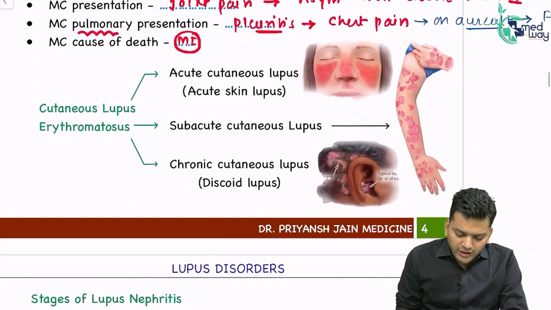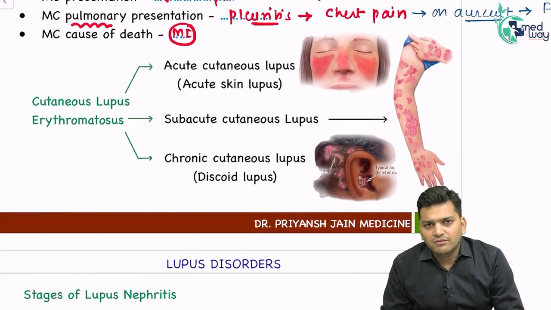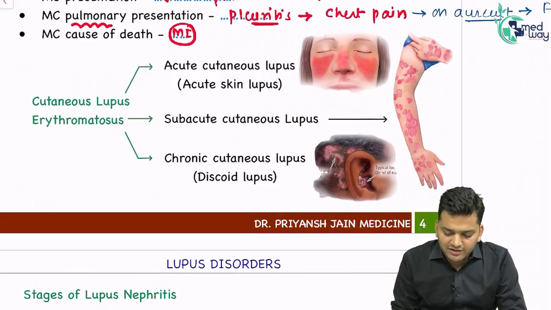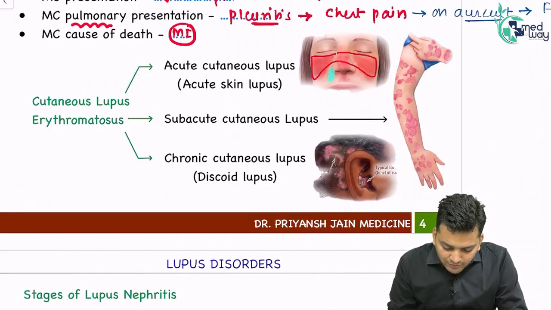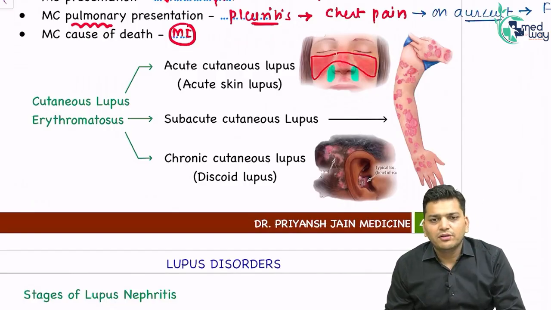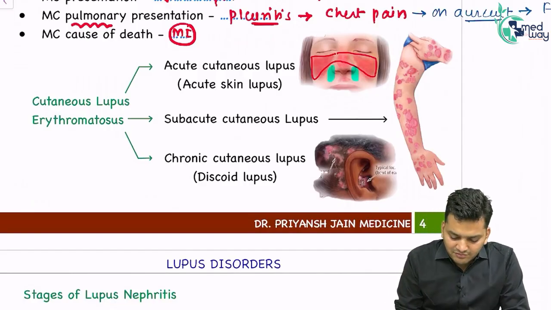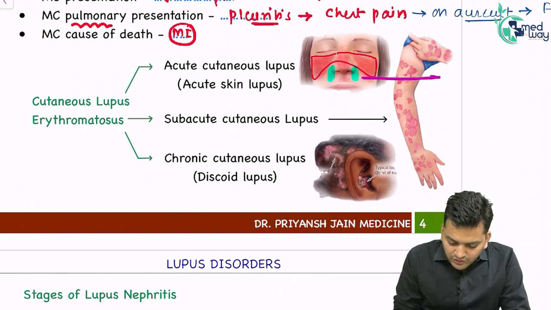When it comes to the cutaneous involvement, one of the common findings in acute SLE is going to be the butterfly rash, a very classical butterfly rash. In this butterfly rash, you can see that it is not involving the nasolabial fold. I am highlighting with this blue color. This area is not involved. So there is a butterfly rash plus sparing of the nasolabial fold.